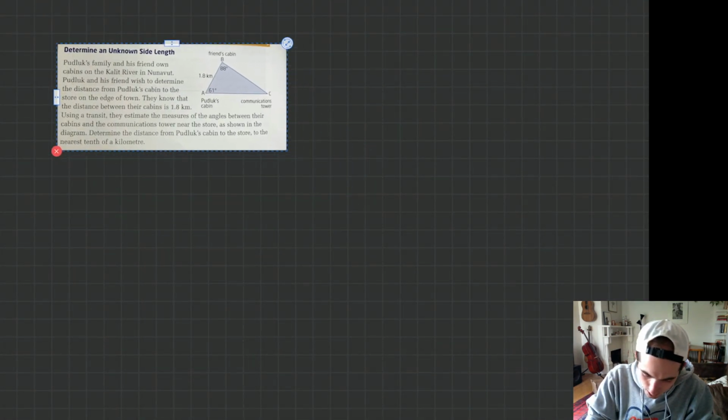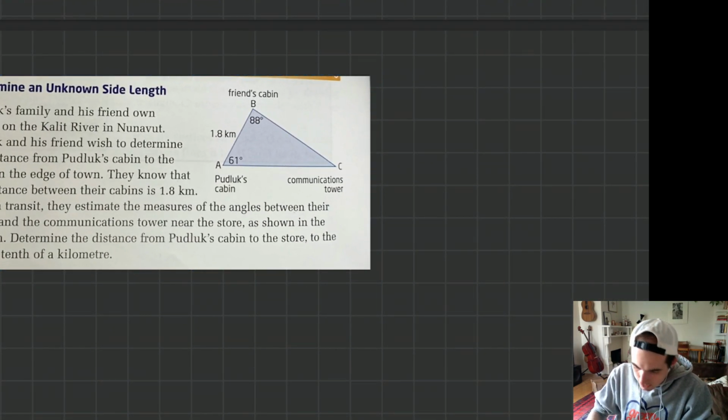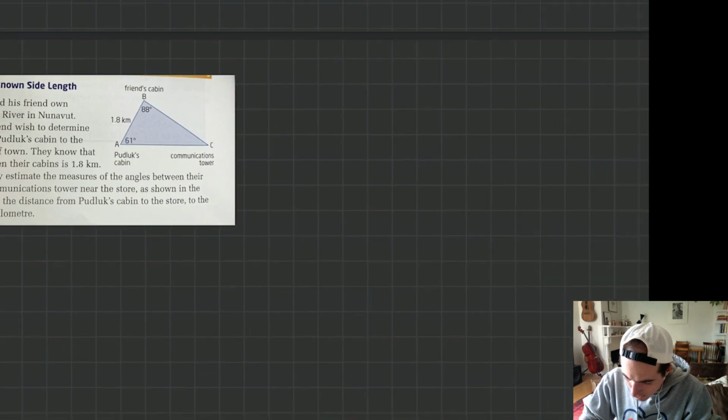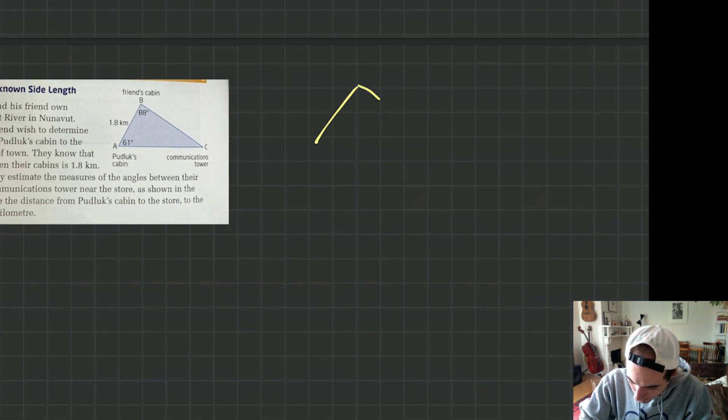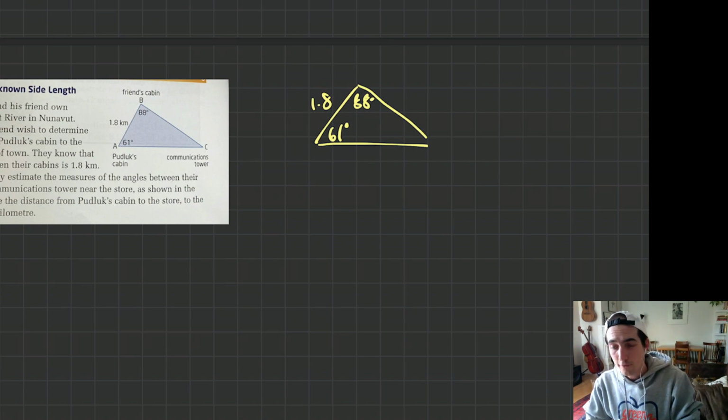And we've already seen the question, so it's not that important that we see it again. But here it is, nonetheless. So I'm just going to copy out the triangle here. 1.8. This is 88 degrees. This is 61 degrees, and that's all the information we have.